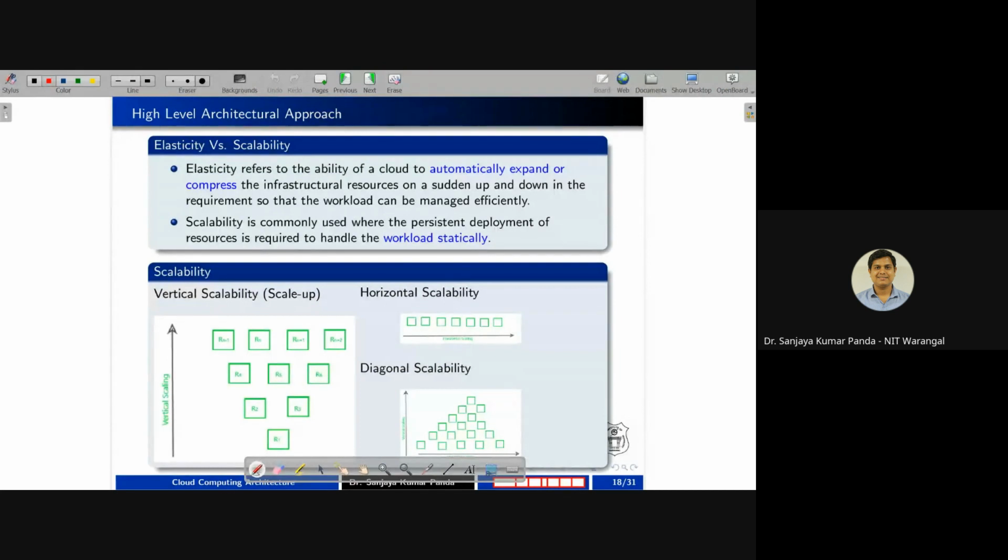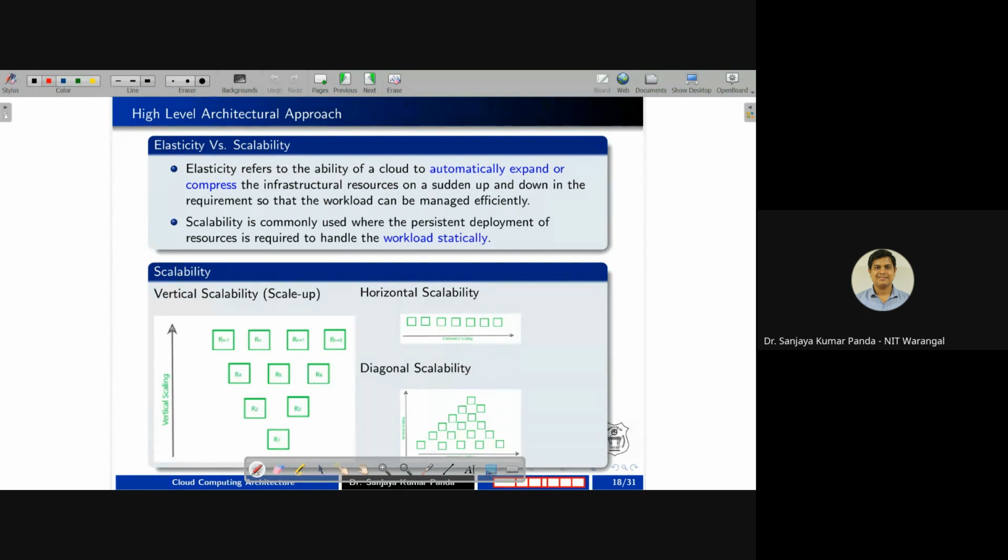But when you go for scalability, focusing on the static part, suppose you need 2 GB now and tomorrow onwards you need 4 GB. Okay, so the requirement is not changing that frequently. So there is no need for elasticity, we can deal with scalability. And scalability also can be done in different ways. We can go for vertical scalability, horizontal scalability, diagonal scalability.